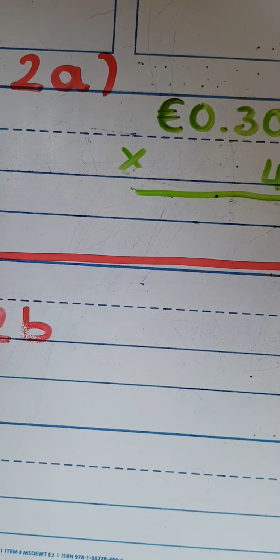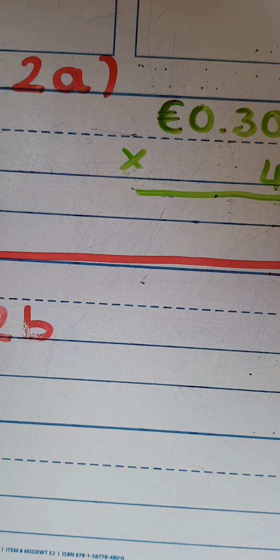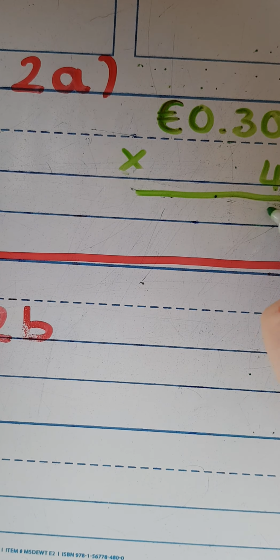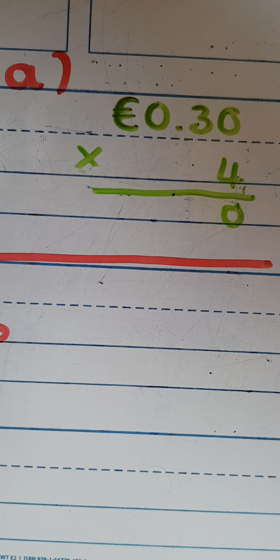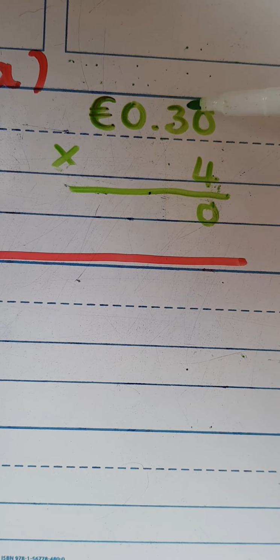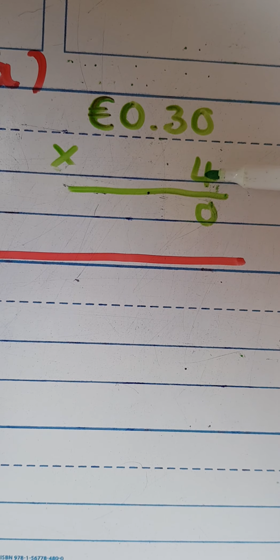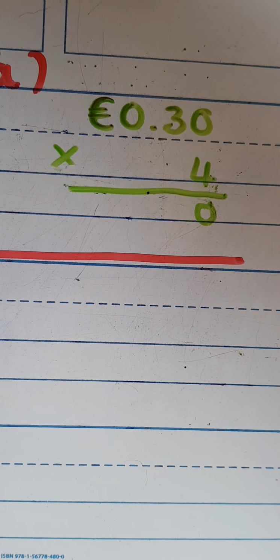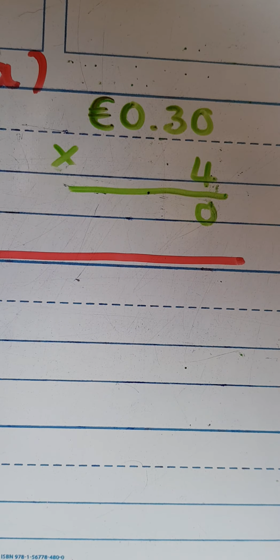Now, 4 multiplied by 0, well, anything multiplied by 0 is 0. So I'm going to start that. And then 4 multiplied by 3. Remember with multiplication, if you know your 3 times tables better, you can do 3 groups of 4. Or if you know 4 better, you do 4 groups of 3, whichever works for you. I'm going to stick with 4s.